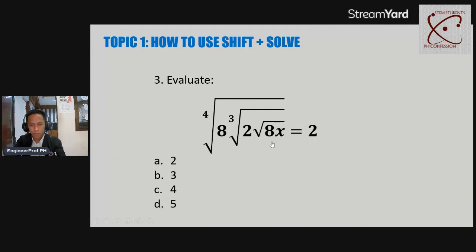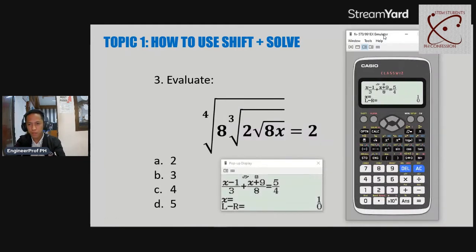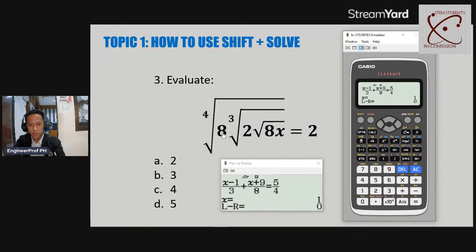So for our third problem, we have this problem guys. So the fourth root of 8 times the cube root of 2 times square root of 8x, that is all equal to 2. Okay, input lang natin sa calculator. So the fourth root, eto, so shift plus eto. Etong may x na may exponent. So i-click natin yan, automatic lalabas ito. So lagay natin dito 4. Then sa loob, lagay muna natin yung cube root. So shift, okay, shift. Ito ulit, then lagay mo dyan 3.